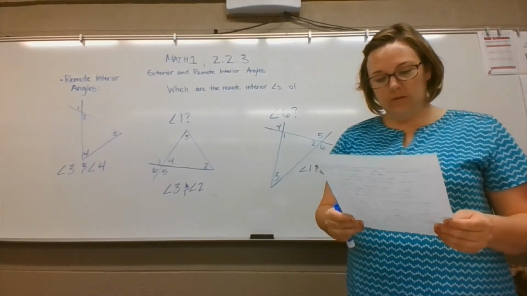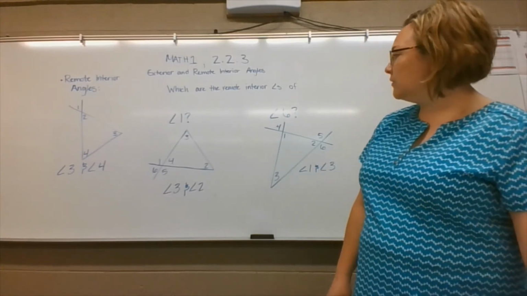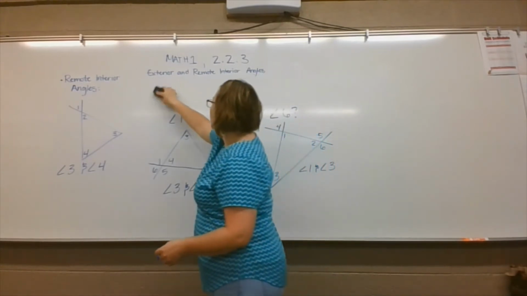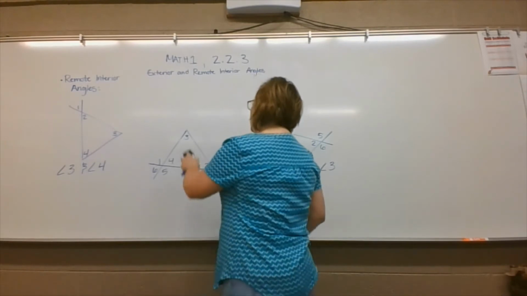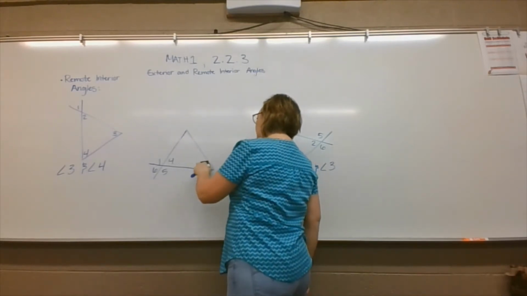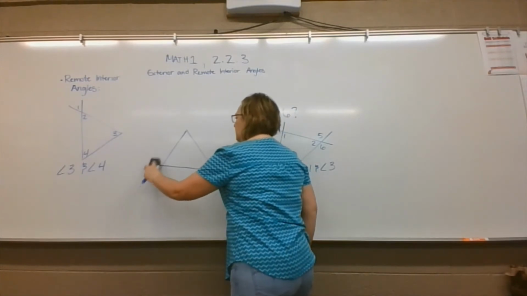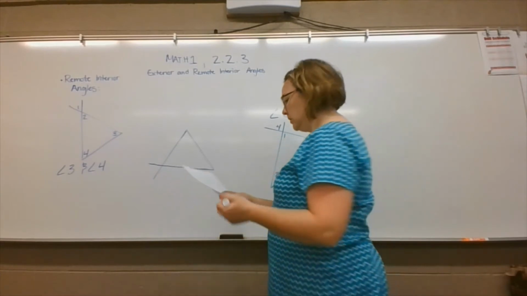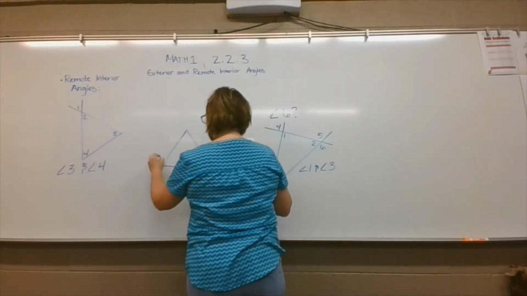Sometimes with remote interior angles, you need to find their actual angle value. So I'm going to keep this triangle, but change the values. Rather than just numbering the angles, I'm going to give you their angle measurements. So let's say that this angle here is 100 degrees.